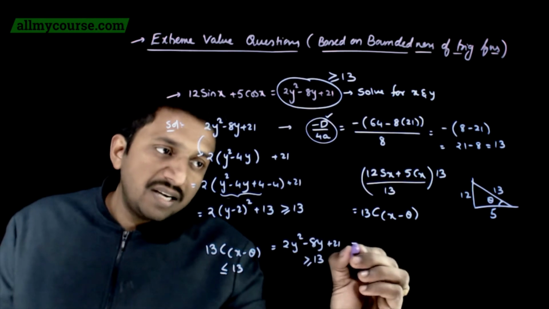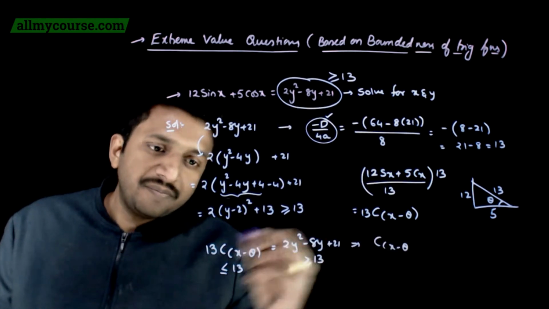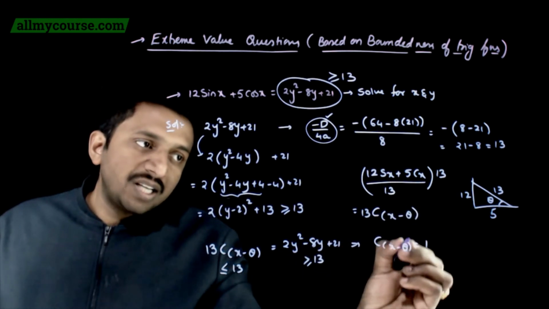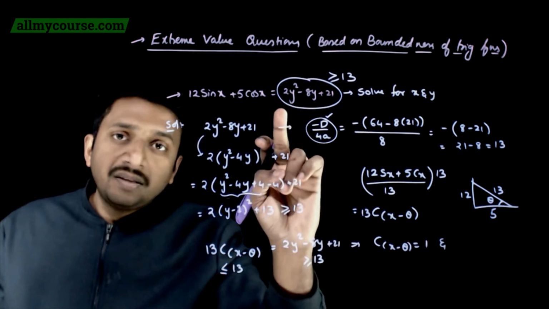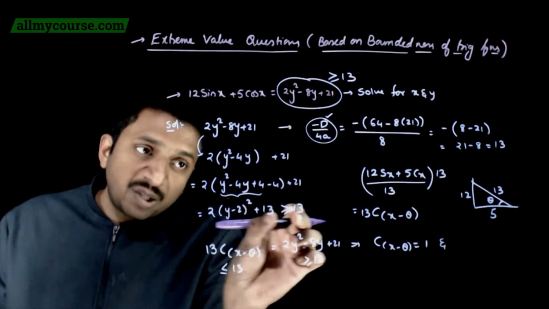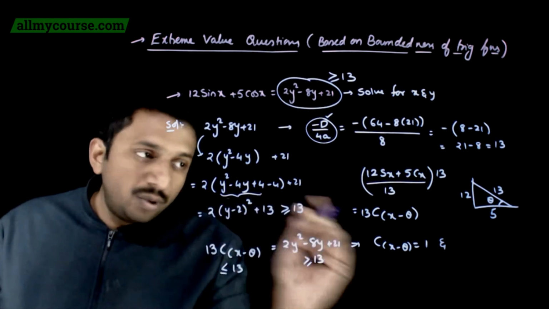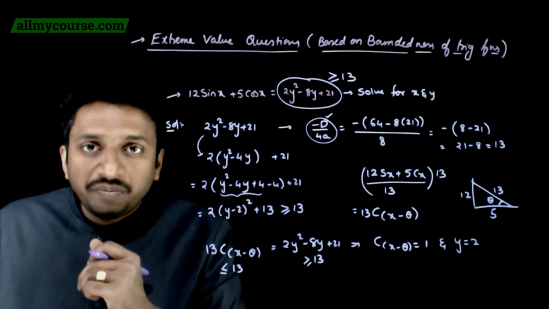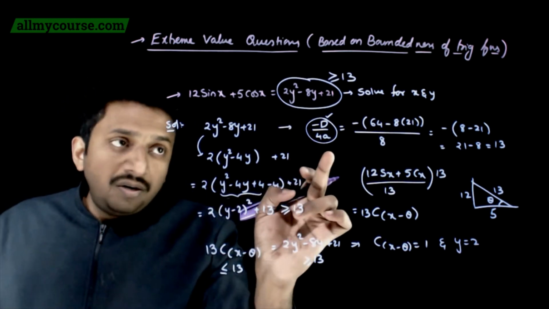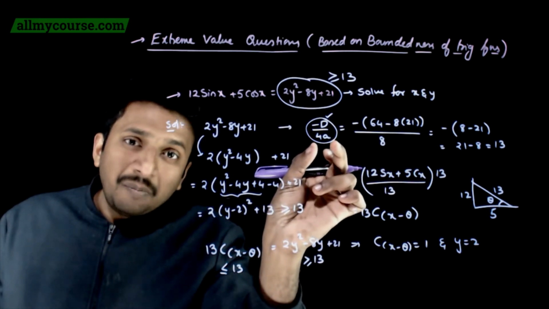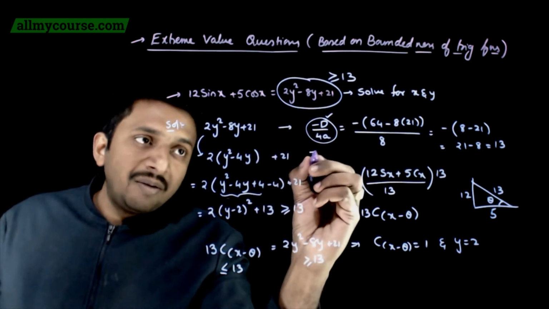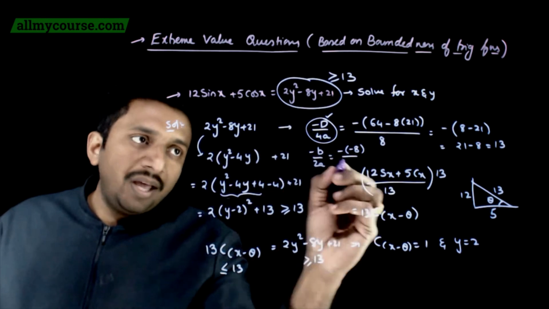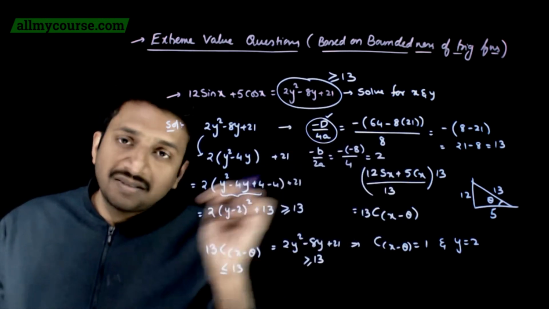So for this equation to be satisfied, cos x minus theta has to be equal to 1. That is, 13 times cos x minus theta has to be equal to 13. So cos x minus theta has to be equal to 1, and this expression has to be exactly equal to 13. That means y has to be equal to 2. So if this is 0, then this value is 13. So y has to be equal to 2. Right? So if you want to do it by the formula, this is the minimum value, and this minimum value occurs at minus b by 2a. That's the formula. Minus of minus 8 by 2a is 4 over 2, equal to 2. You're getting the same answer.